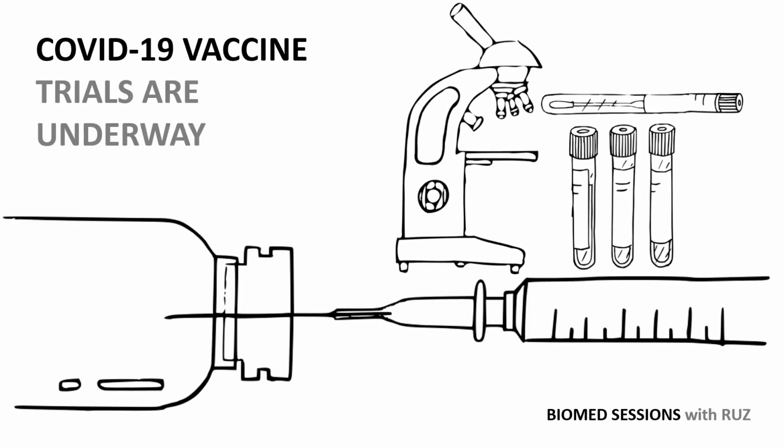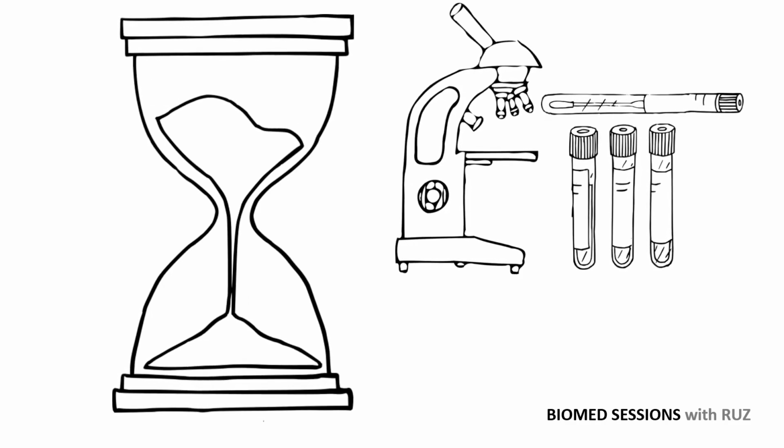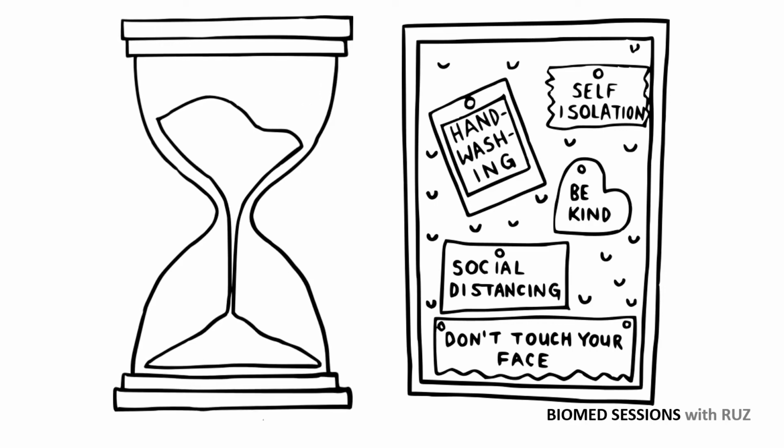Currently, trials are underway to develop a COVID-19 vaccine. However, a vaccine is unlikely to become available for several months. Therefore, in the meantime, you can help to save lives by hand washing, social distancing, and self-isolating.